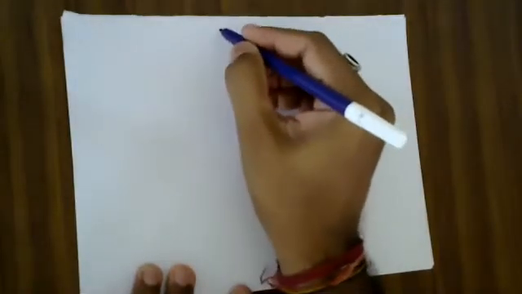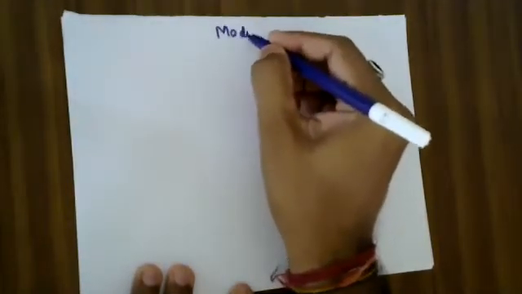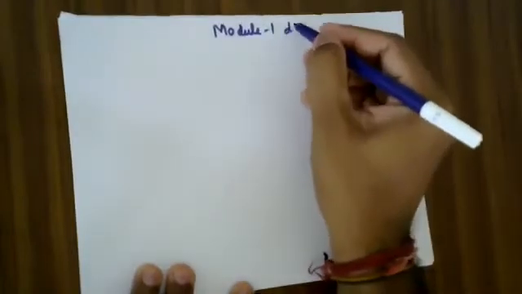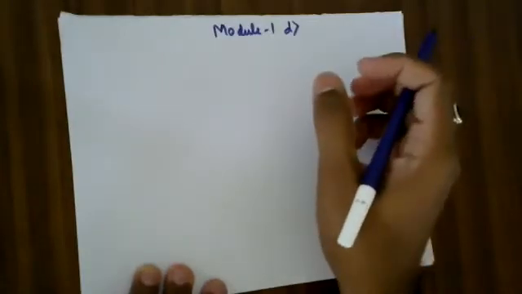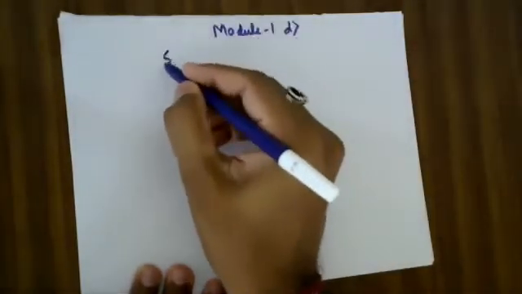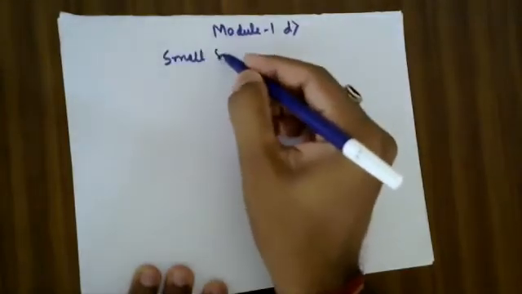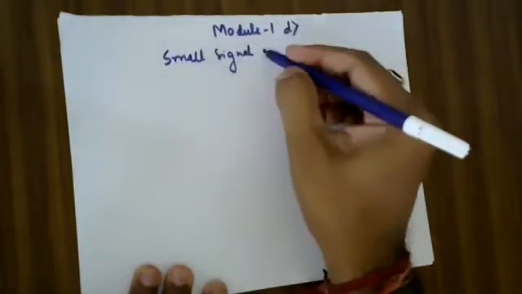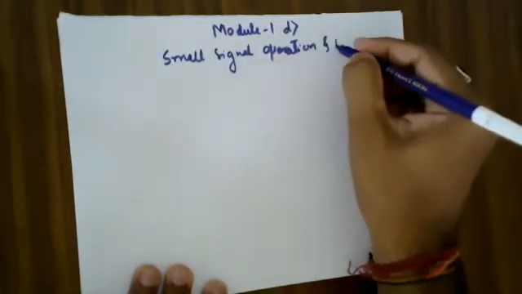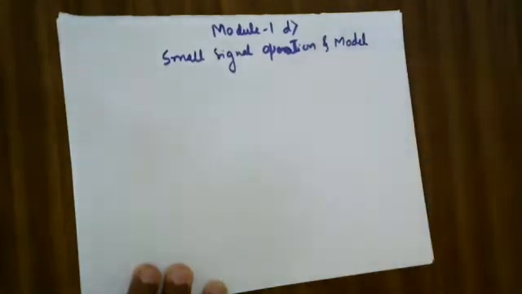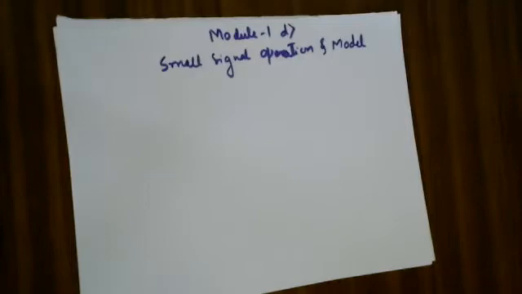So in this session, we will be going ahead with the last section of our module 1, very simple and interesting as well. This is our module 1, the last section, section D, which is called small signal operation and models.